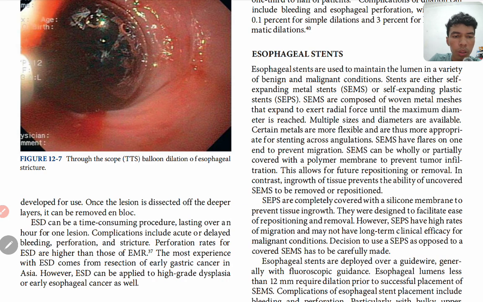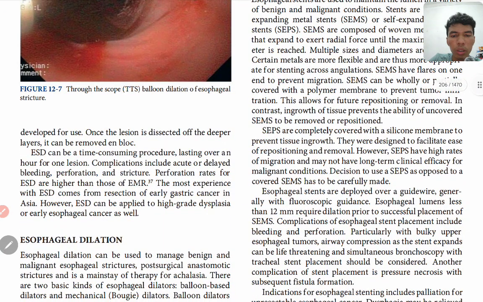SEPS are completely covered with a silicone membrane to prevent tissue ingrowth. They were designed to facilitate ease of repositioning and removal. However, SEPS have high rates of migration and may not have long-term clinical efficacy for malignant conditions. The decision to use SEPS as opposed to covered SEMS has to be carefully made.